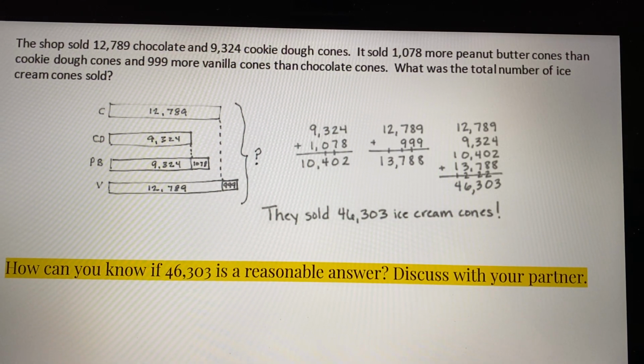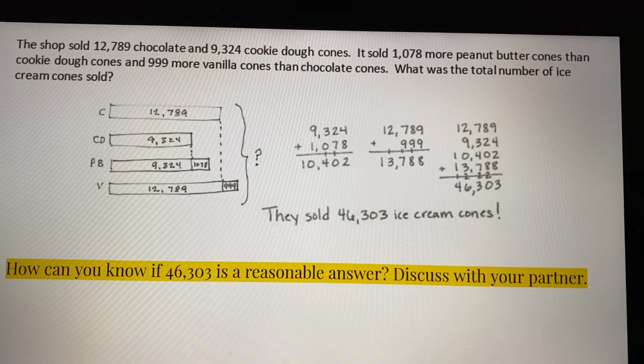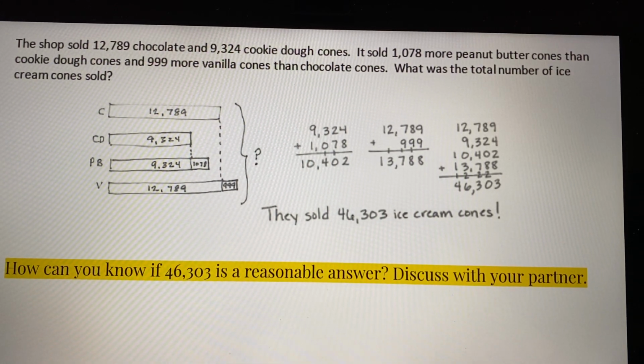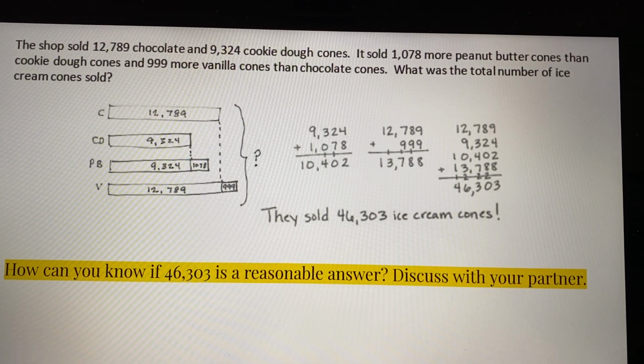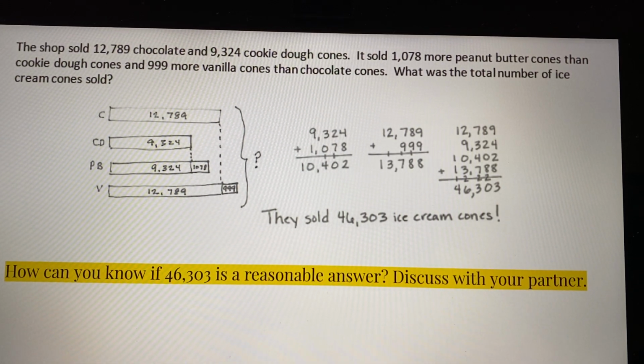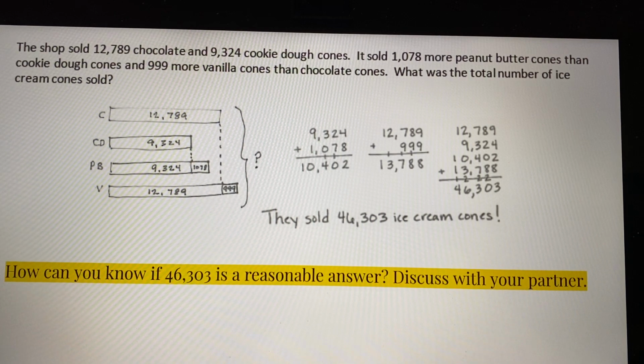They took 12,789 and added 999, and that told us the number of vanilla cones. And so we took all four cones and added them all together, and then we got 46,303 ice cream cones.